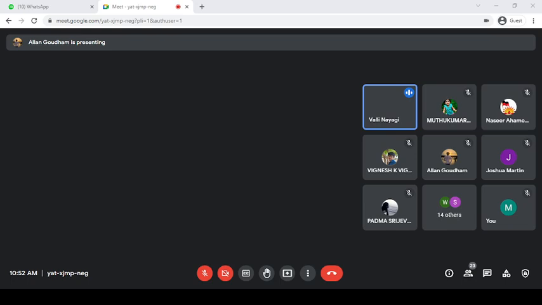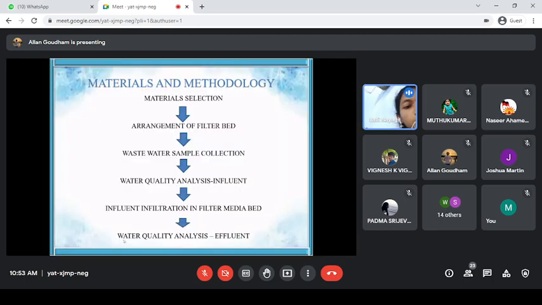And then the wastewater sample collection and water quality analysis. We collect the wastewater, and that wastewater is subjected to some water quality tests, and then the water quality tests after the arrangement of the filtration bed. The water is introduced into the filtration bed, and then the influent is filtered in the filter media bed.